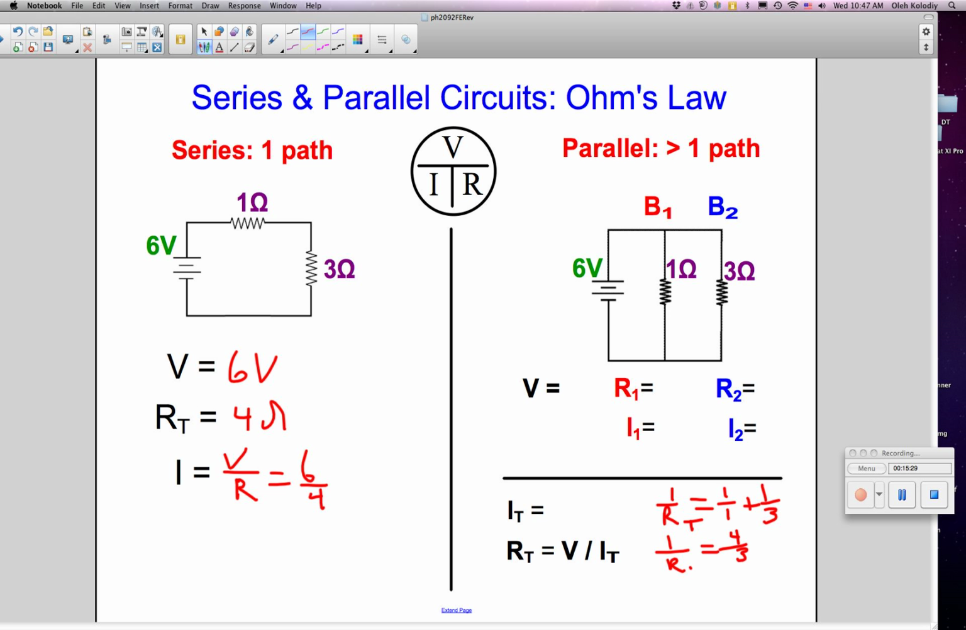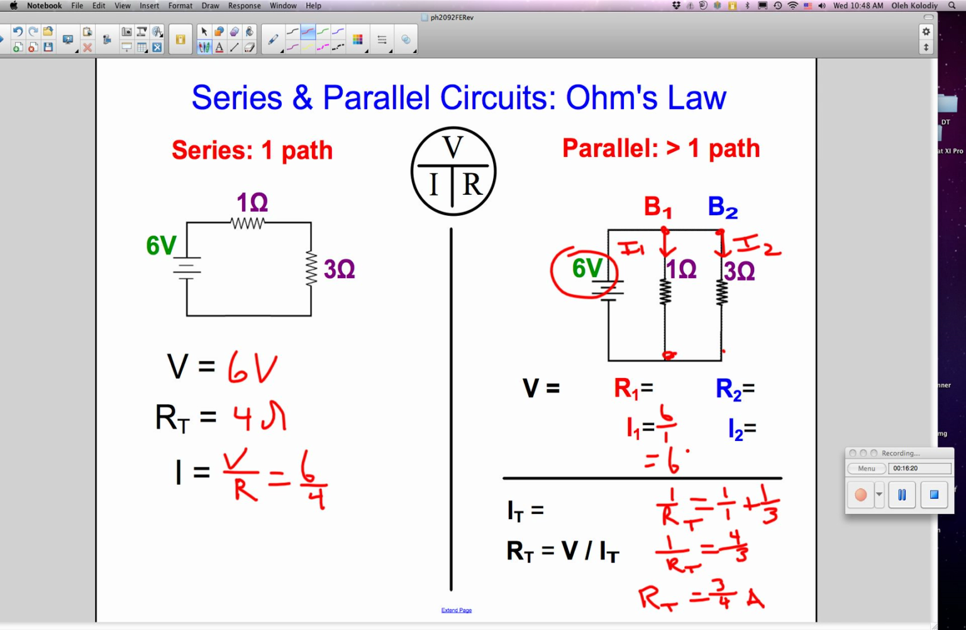And to find out what the current is, well, the current here, let's call it I1. And the current here, let's call it I2. When the resistors are in parallel, the voltage across each resistor is the same. So the voltage across this one is the same as the voltage across that one, and they're both equal to 6 volts. So I1 is going to equal V divided by 1, 6 amps. I2 is going to equal the same V, but divided by 3, and that'll be 2 amps.